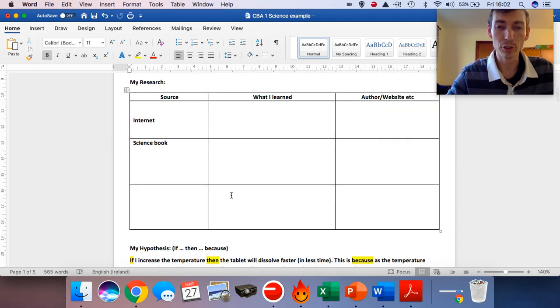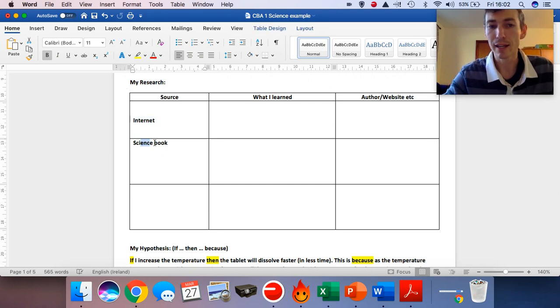I haven't filled this bit out, but you need to search. The source here means whether it's the internet, your science book, or a newspaper. You have to do research and state what you learned from a specific website or from your science book. Here you write the website address, or for your science book, the name of the book and its authors.